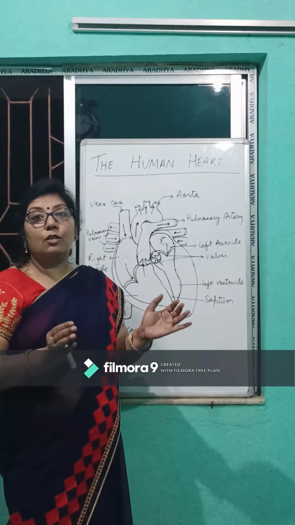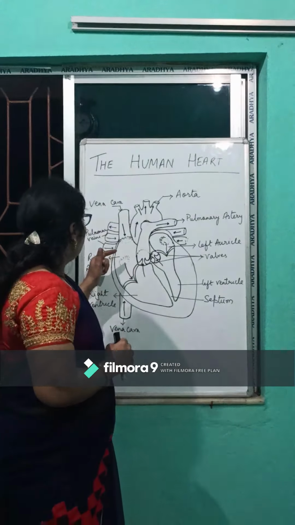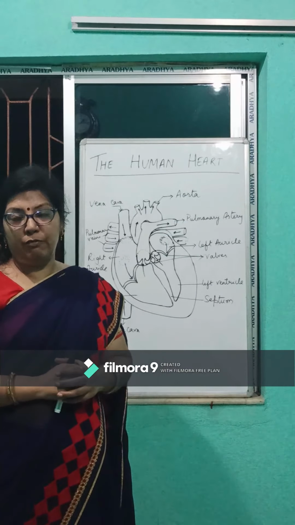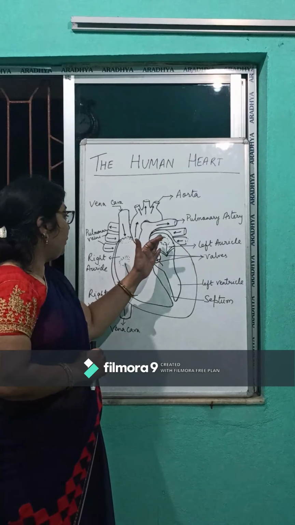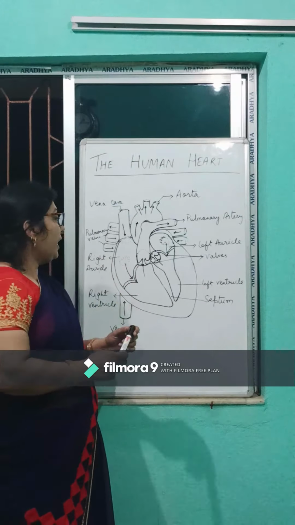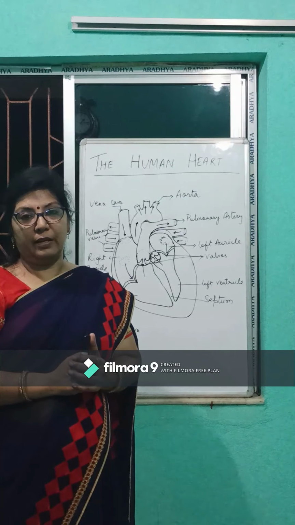Both the auricles contract simultaneously, and the impure blood present in the right auricle enters the right ventricle through the tricuspid valve, and the pure or oxygenated blood enters from the left auricle to the left ventricle through the bicuspid valve. Then the auricles relax and the ventricles contract.